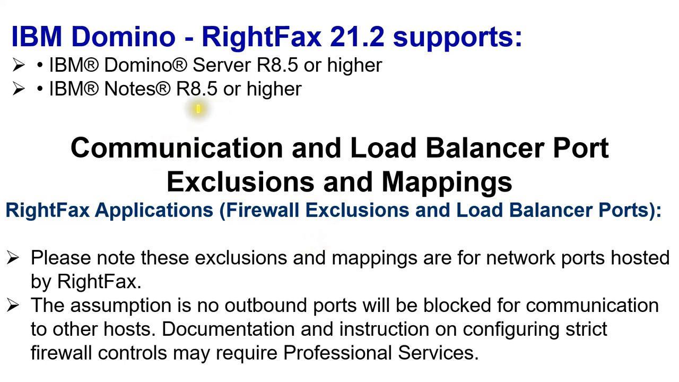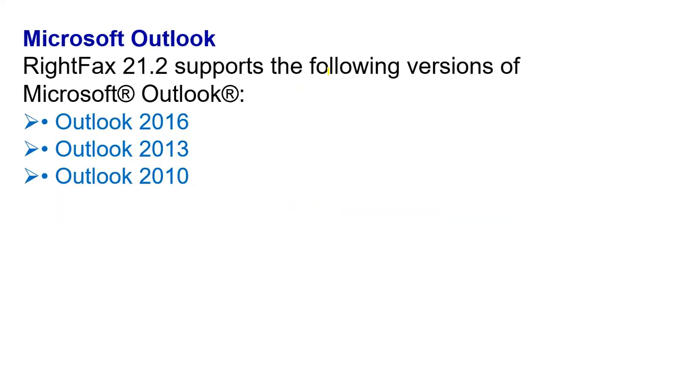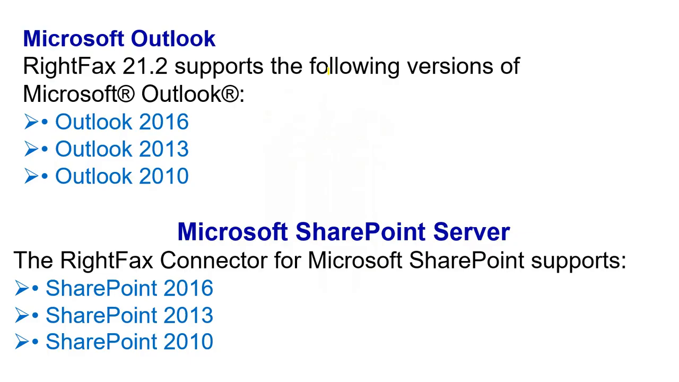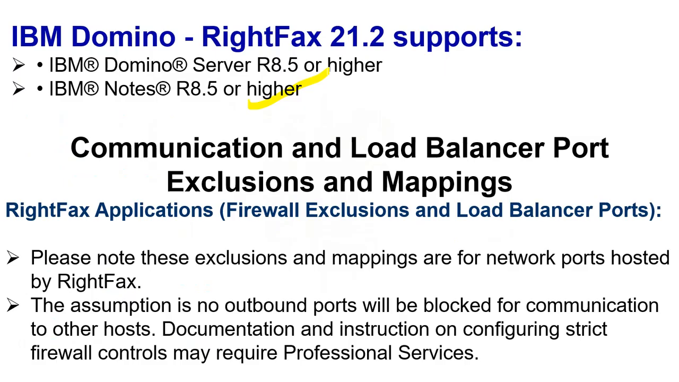And here we need communication and load balancer port exclusion and mapping. Guys, we need a couple of ports to be excluded as well as included, or we need to allow those ports. There are a couple of ports here, I have not taken those ports, but go to Google and you will find RightFax application firewall exclusion and load balancer ports. I missed that here. You will get the list of all the port numbers, because sometimes we need to block certain things, or some port is blocking and we need to enable it, so that configuration is required as per the requirement, or by default it will block or allow whatever is required at the time of installation and configuration.